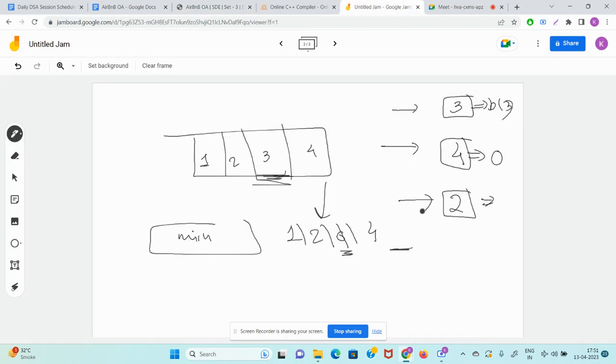So the cost of removing 2 is, now the array looks like this: empty, empty, 3 and 4 are removed now. So the cost of removing 2 is A of 2, because only one element is present, A of 2.